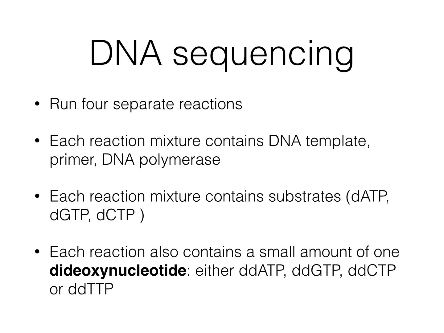So one reaction will contain a dideoxynucleotide for A, another one a chain terminator for G, another one for C, and the fourth one will of course contain a dideoxynucleotide that contains the base T.